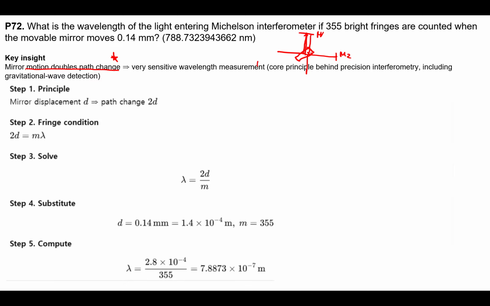Mirror displacement will change the path by 2D. And the fringe condition is that 2D equals m lambda, in this case. Then solve for these cases, plug in the right numbers, D and so on, and then you can get the wavelength.